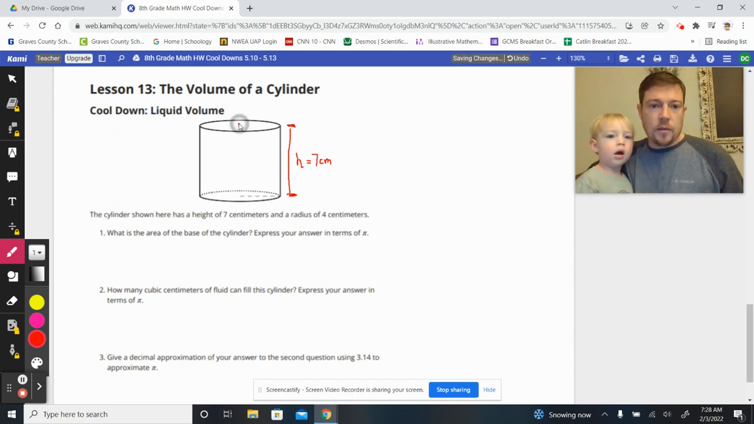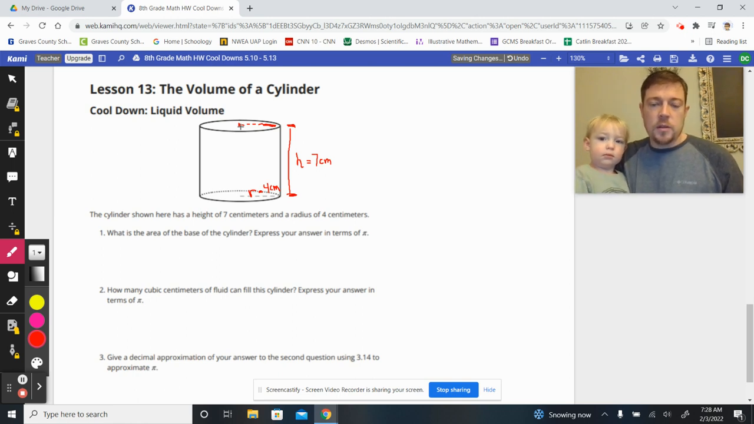Now, the radius is obviously talking about your circle part. So you can find it at the top or you can find it at the bottom. And they're just telling you that the distance from center to edge of the circle is 4 centimeters. Those two numbers are all you need to find the volume of a cylinder.